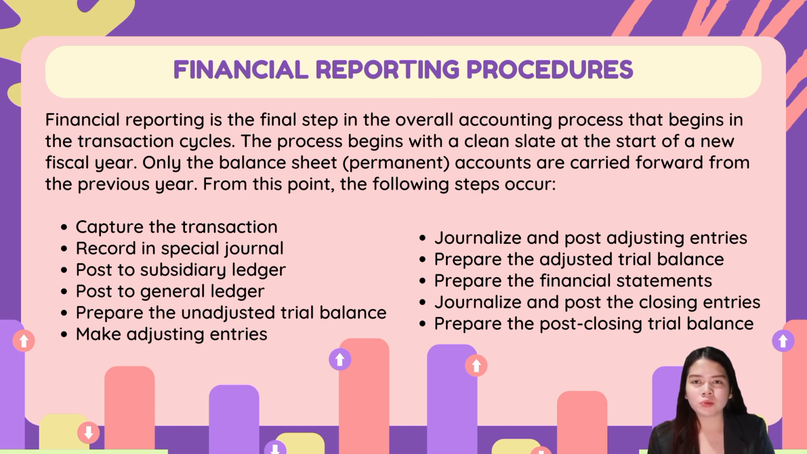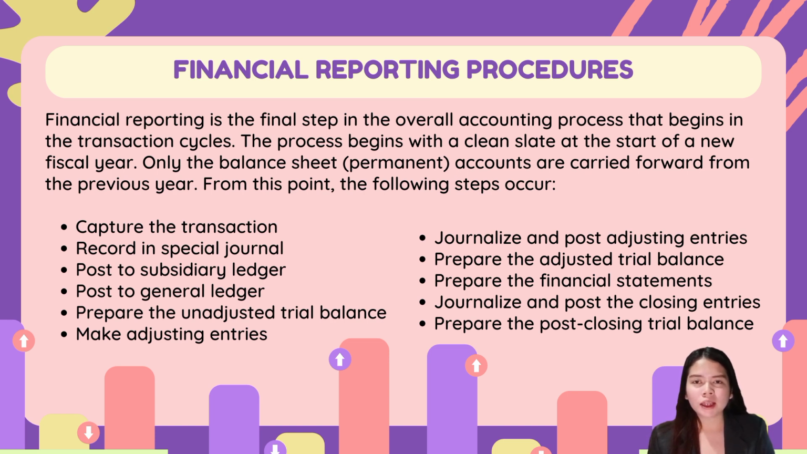Third is the post to subsidiary ledger. The details of each transaction are posted to the affected subsidiary accounts. Fourth is the post to general ledger. Periodically, journal vouchers summarizing the entries made to the special journals and subsidiary ledgers are prepared and posted to the GL accounts. The frequency of updates to the GL will be determined by the degree of systems integration.